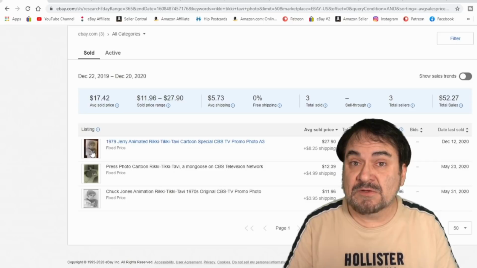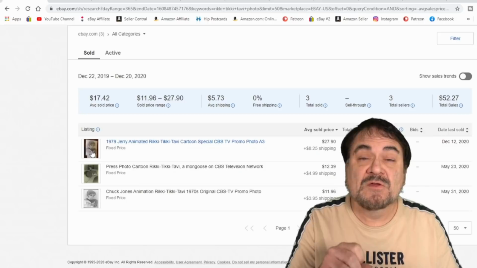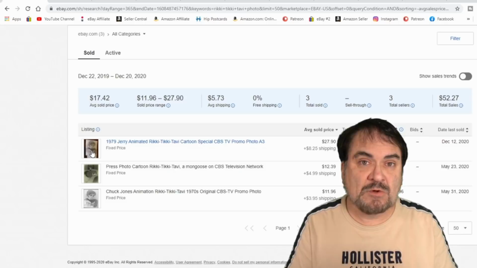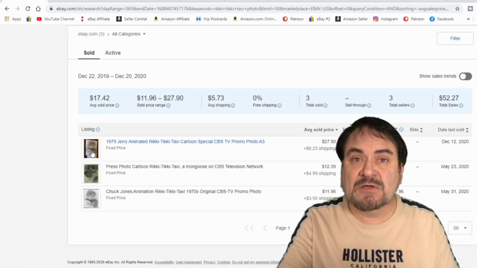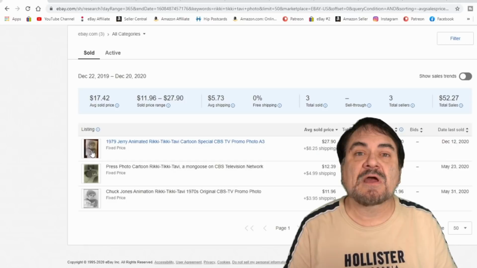And looking at the price-wise, I sold it for twice what any of the other Rikki-Tikki-Tavi photos went for, including the exact same one. That would have been the same case last year. So I don't mind waiting on something, because I usually do get more for most of our items. A vast majority I'll sell for more than other people. I don't worry about pricing them to follow suit.